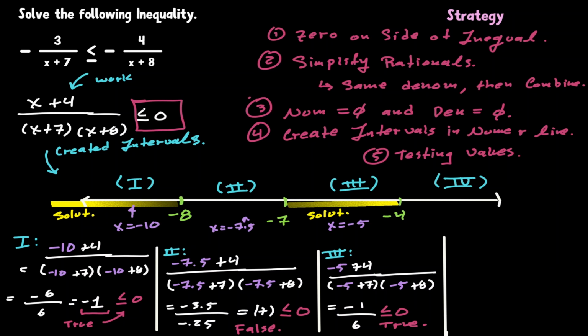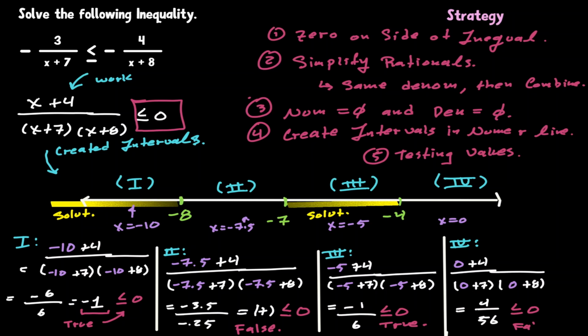Now let's test the last interval. Interval number 4. Let's choose any number that is greater than -4. I want to choose an easy number. I want to choose 0. So let's plug in 0 to our inequality. On the numerator, we're going to get 4. And on the denominator, we're going to get 56. So now let's ask ourselves one question. Is 4 divided by 56 less than 0? Well, this is definitely false. Because it is false, we're not going to consider any value of x in the fourth interval as part of my solutions.